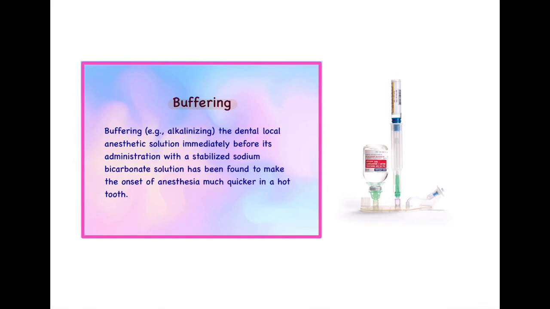So we know that whenever we're injecting an anesthetic, inside the tissue it gets dissociated, right? Therefore we need more of the unchanged base form, because that is the form which can easily cross the nerve membrane and exert its effect. So this is the function of buffering.